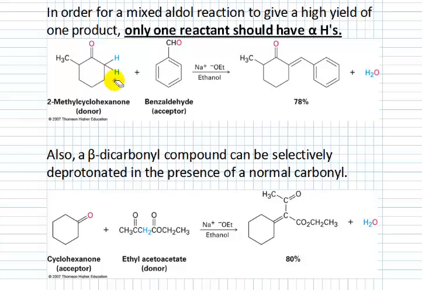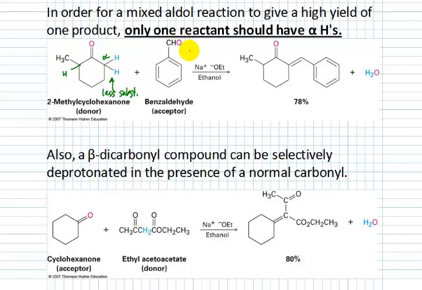So take a look at this compound here. I have 2-methyl cyclohexanone. It has these alpha hydrogens. It also has one alpha hydrogen over here next to the methyl group. But remember, when we're deprotonating to make an enolate, we always get the less substituted. Okay, so the less substituted alpha hydrogens are chosen in preference to the more substituted. So these are the favorable alpha hydrogens to remove.